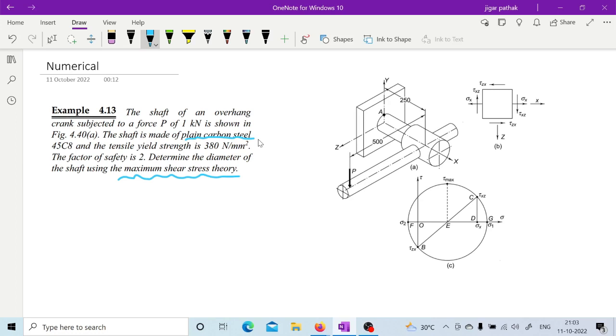So for calculating the diameter, you have to have an idea about the stresses acting on this component, and then you can apply the failure theory mentioned here, maximum shear stress theory, and calculate the diameter. So can you try it?